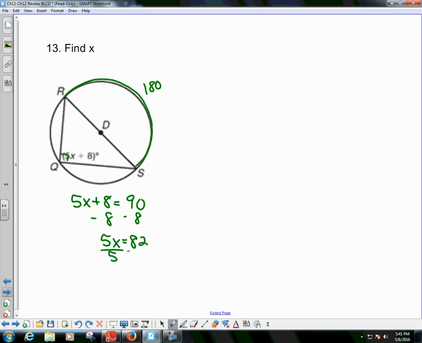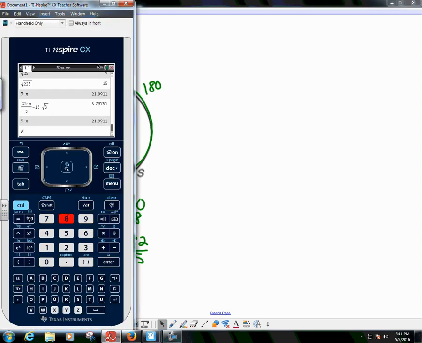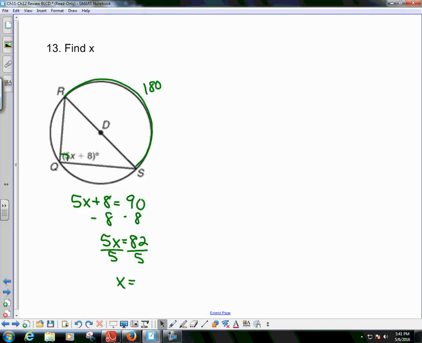I'm going to divide both sides by 5. I'm going to go to my calculator because frankly I'm getting tired. 82 divided by 5 is 16.4. I'm finding x, I'm not finding an actual degree, so I don't need to put degrees there.